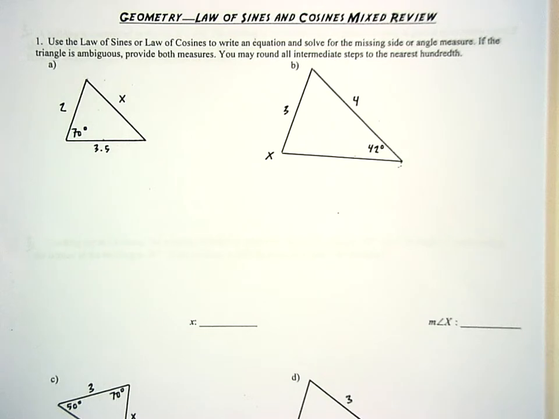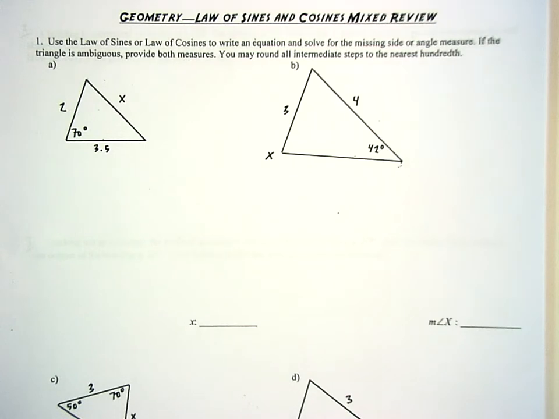So here in my instructions, use the law of sines or the law of cosines to write an equation, solve for the missing side or angle measure. If the triangle is ambiguous, provide both measures. You may round all intermediate steps to the nearest hundredth. So I'm always okay if you want to build off of a precise answer in your calculator, that's fine, but you can also just record all of your intermediate steps to the nearest hundredth.